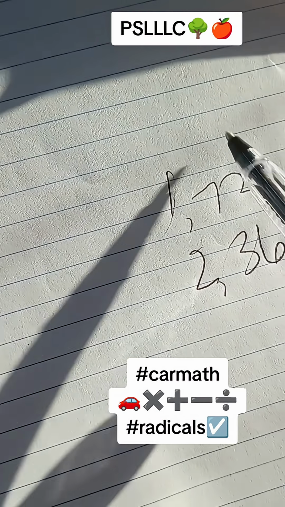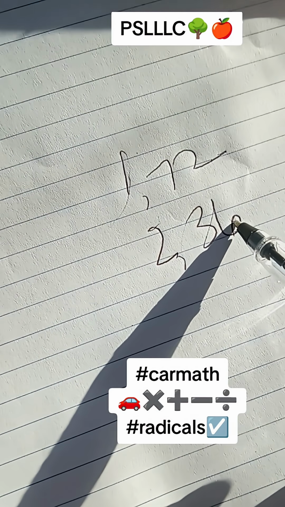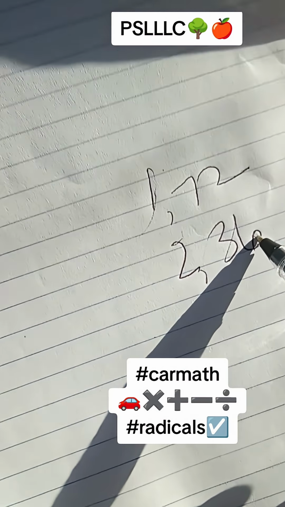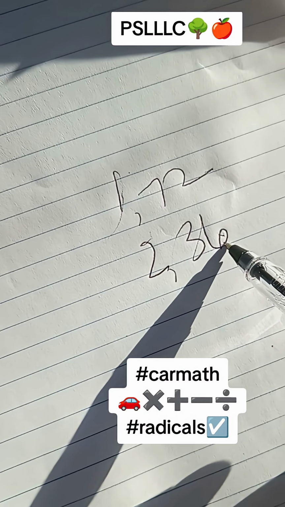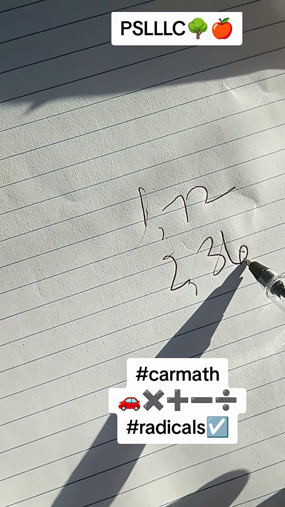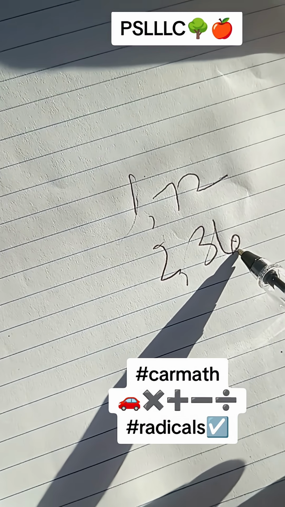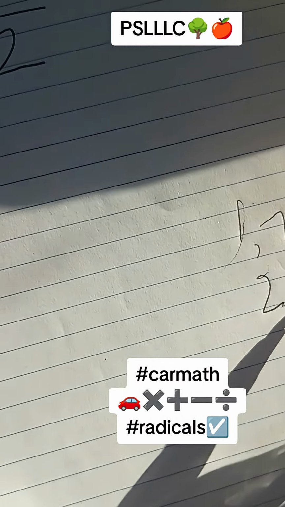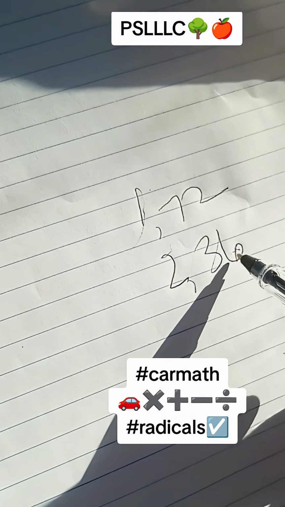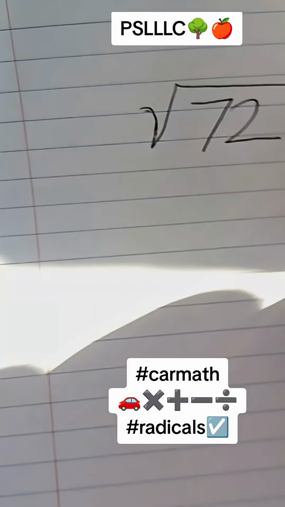36 is half of 72, and 36 is also a square number. Because what number can I multiply twice to get 36? 6 times 6 is 36, as I always say. So the square root of 36 is 6. So I got my two numbers.